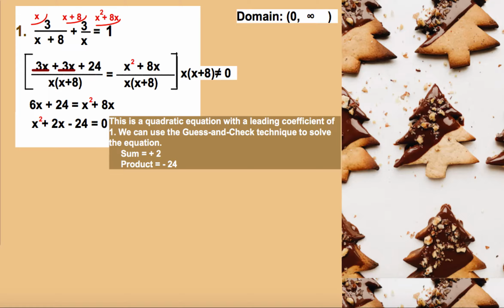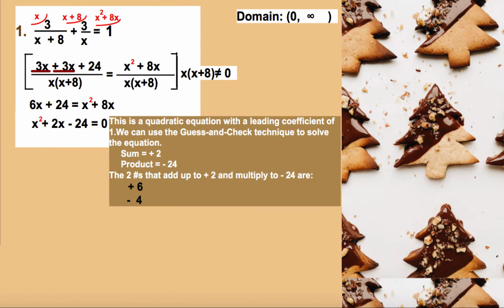This is a quadratic equation with a leading coefficient of 1. We can use the guess and check technique to solve the equation. The sum is positive 2. The product is negative 24. The two numbers that add up to positive 2 and multiply to negative 24 are positive 6 and negative 4.